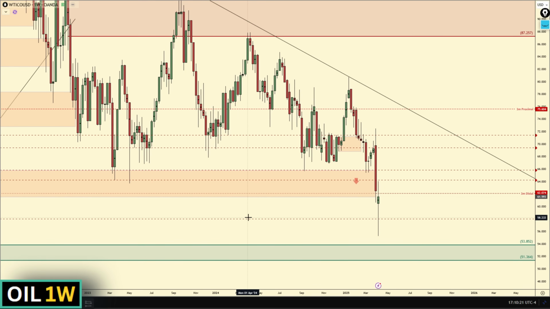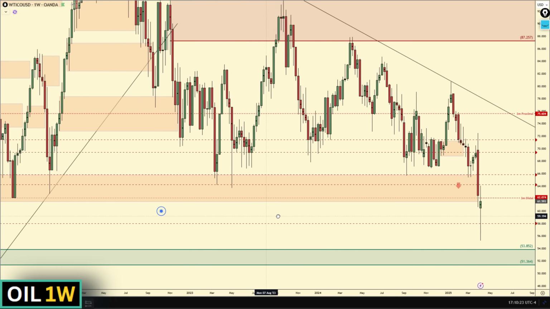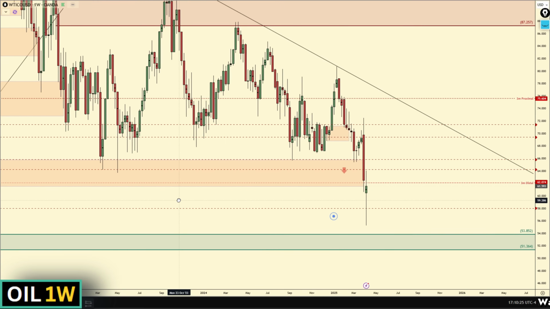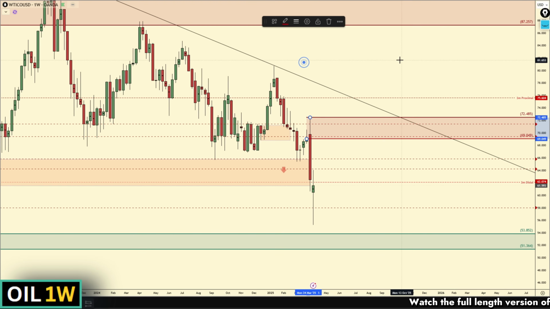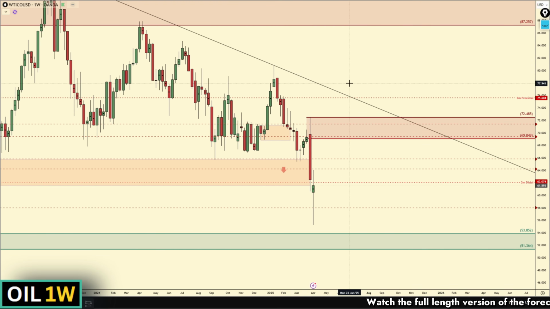Alrighty, on to the forecast for crude oil. We've been pointing out this weekly demand for so long. It was finally removed this past week. I'm so happy the zone's finally removed. It's just been driving me nuts because I don't trade a tested zone. So when price hits a tested zone, it's very difficult for me to trade.